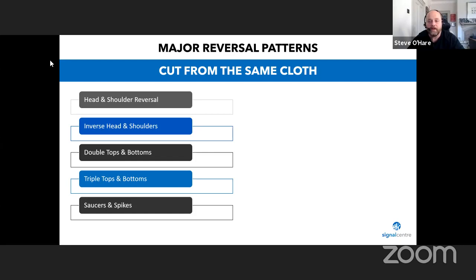A head and shoulders reversal pattern happens in an uptrending market. An inverse head and shoulders would happen in a downtrending market, but the characteristics are the same for both patterns. We also get double tops and double bottoms, and also triple tops and triple bottoms. They're quite infrequent and very rare. Normally triple tops and triple bottoms will turn into head and shoulders formations, or actually be a head and shoulders formation which is unequal.